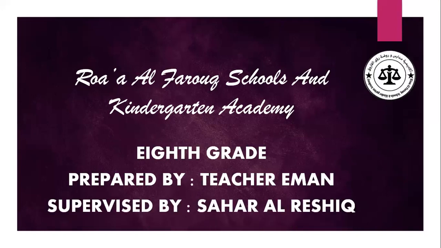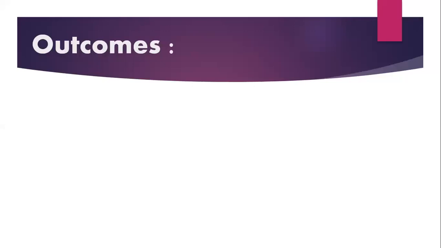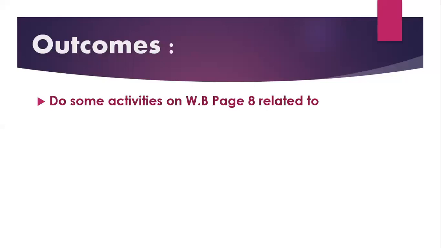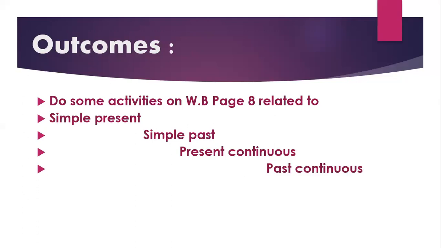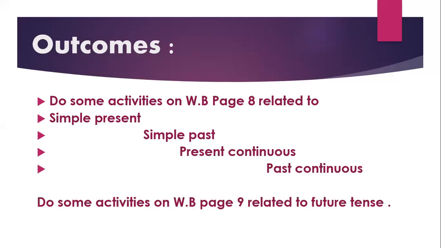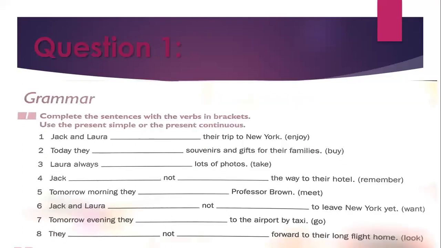In our lesson today, we are going to start with some activities that you have in your workbook, page 8, related to the tenses of simple present, simple past, present continuous, and past continuous. We are going also to do some activities in your workbook page 9 related to the future tense, okay? So please open your workbook page 8 and let's start with the first activity. Complete the sentences with the verbs in brackets. Use simple present or present continuous.